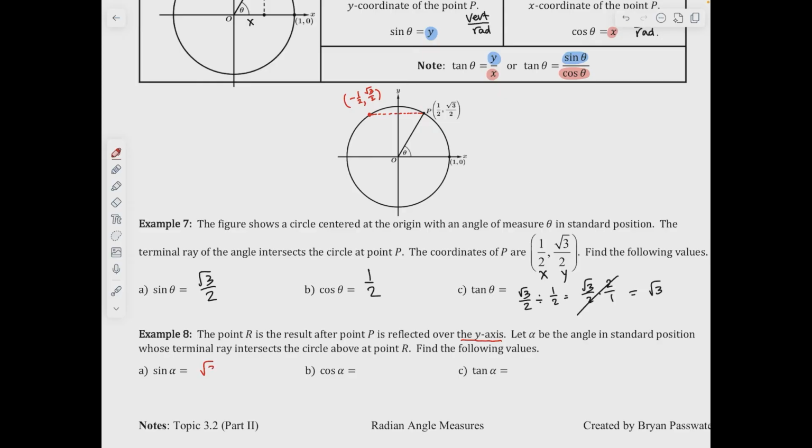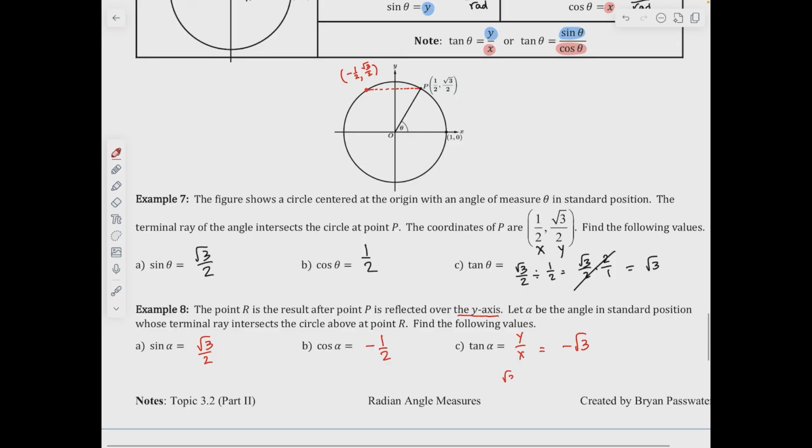So the y value is the same. That means sine is still root 3 over 2. The x-coordinate is negative, so that would be negative 1/2. And so if I do y divided by x, I have a positive divided by a negative, so that's just going to leave me with negative square root of 3. So I got negative root 3 over 2 divided by negative 1/2. And that's how I get my answer there.